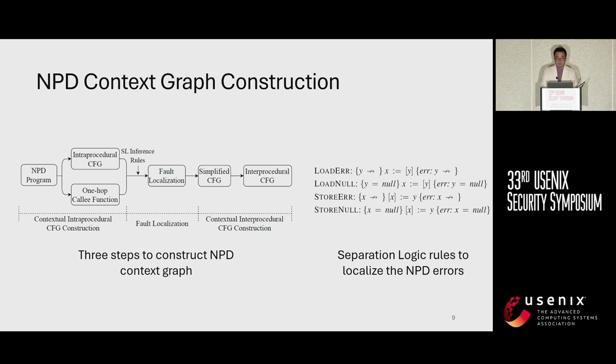These rules include the load error, where invalid memory can be loaded, and load null, where a null pointer cannot be loaded, and the store error and the store null rules. After the fault localization, we can obtain the none position, where the pointer becomes null, and the error position, where the error is triggered. Next, we simplify the obtained CFG by excluding the statements that are not between the none and error positions. Finally, we construct the interprocedural CFG by merging the relevant statements and their calling functions.